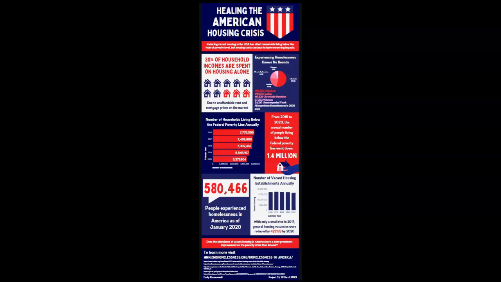Here is my justification for the design choices I made when creating the infographic on healing the American housing crisis. I utilized a Canva subscription to make this infographic. The visual hierarchy I followed was by visual weight and color contrast. My focal points include the header, the isotope, the illustrated number, and the horizontal bar graph.